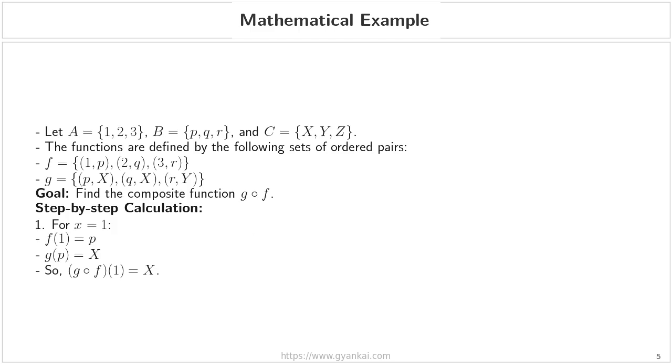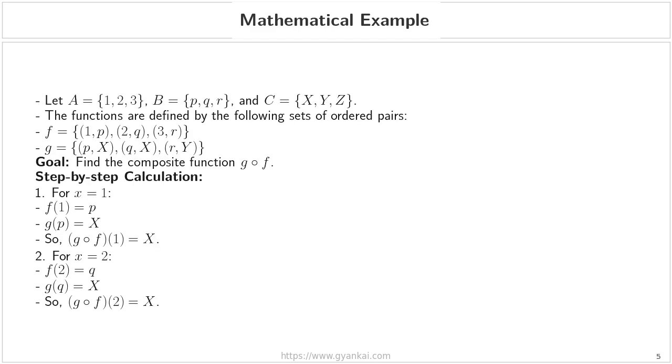Starting with the first element of set A, which is 1. First, we apply function F: F of 1 equals P. Now, we take that result, P, and use it as the input for function G: G of P equals X. Therefore, the composite value, G circle F of 1, is X.